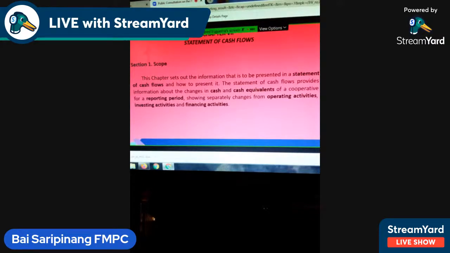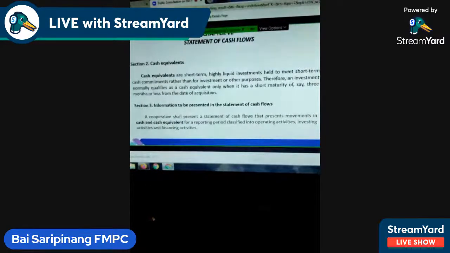Okay? Now, for the statement of cash flow naman po, this chapter sets out the information that is to be presented in a statement of cash flow and how to present it. Now, the statement of cash flow provides information about the changes in cash and cash equivalents of the cooperative for a reporting period, showing separately changes from operating activities, investing activities, and financing activities.